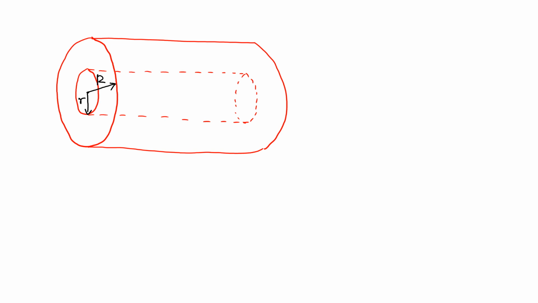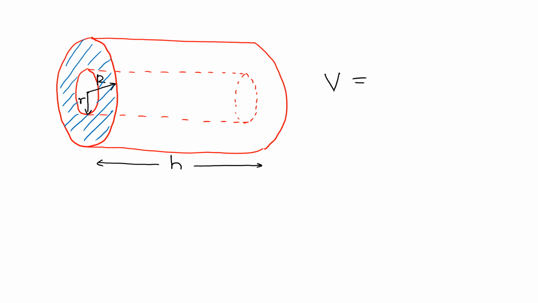There are two radii, and if you say this length is height h, or you can say L, then we can simplify this area. This area is easy to find. It is the difference between the larger circle and the smaller circle, multiplied by the height. So we can simplify the volume equation. It is going to be pi times large R squared minus small r squared. That's going to be the area A, and then times height h. So that is the volume of the hollow cylinder.